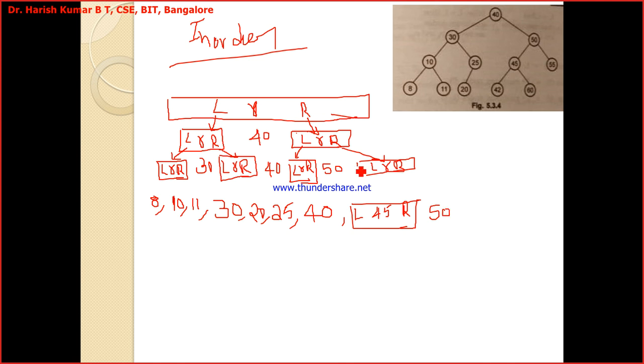Now I'll check whether there is a right subtree for the 50. Yes, right subtree is there. And what is the root node of it? 55. Since this is the last node, I don't go for further expanding it. Next here, this is 8. So here also you can do the same way how I have done here.